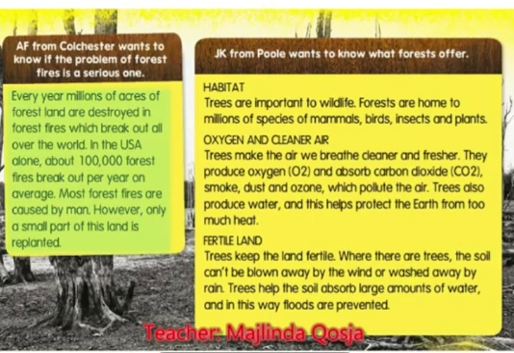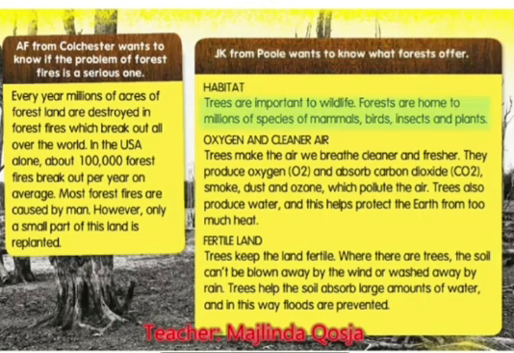Every year, millions of acres of forest land are destroyed in forest fires which break out all over the world. In the USA alone, about 100,000 forest fires break out per year on average. Most forest fires are caused by man. However, only a small part of this land is replanted. JK from Poole wants to know what forests offer.